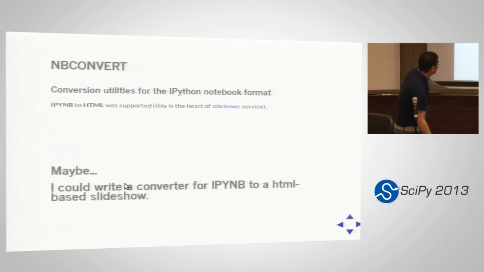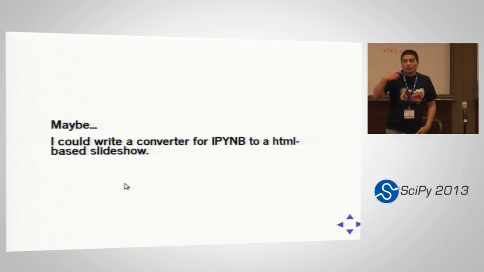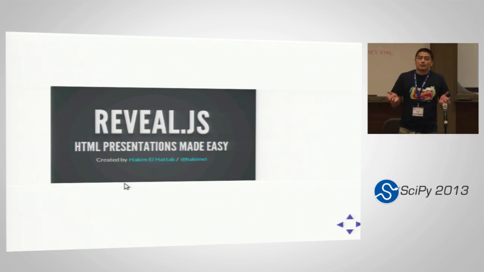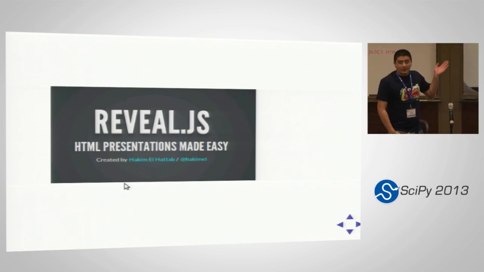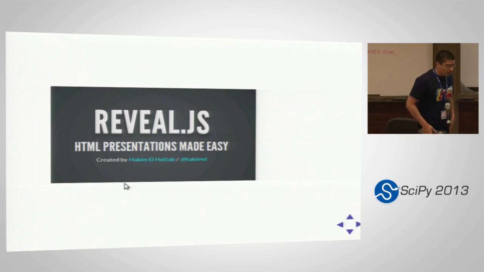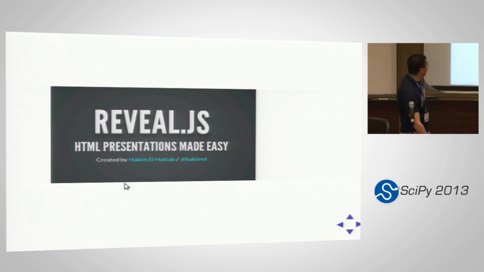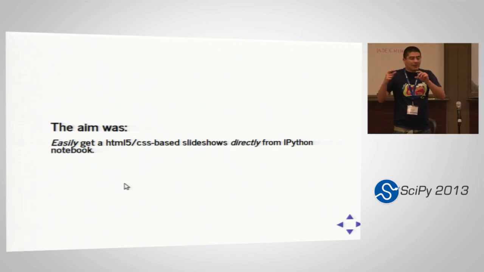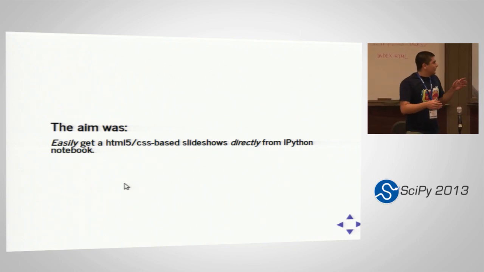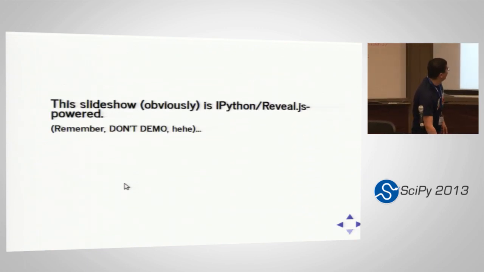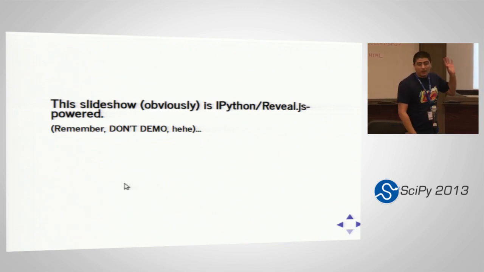So it came to my mind, well, maybe I could write a converter from the IPython notebook to an HTML-based slideshow, okay? So we have to find what libraries we have available to do that. And I found that Reveal is a great library, very popular, and I decided to use it to do that kind of stuff, okay? So the aim was to get a way to easily get this slideshow, but not in a hacky way, instead directly from the IPython notebook in one conversion step, okay?